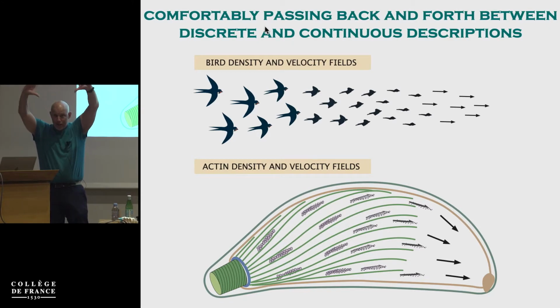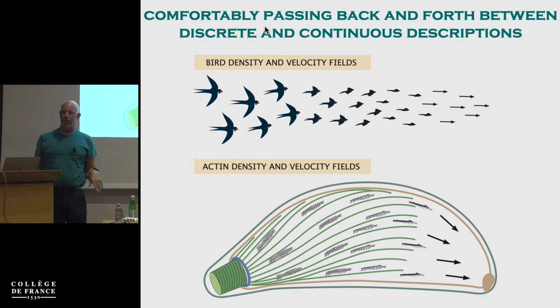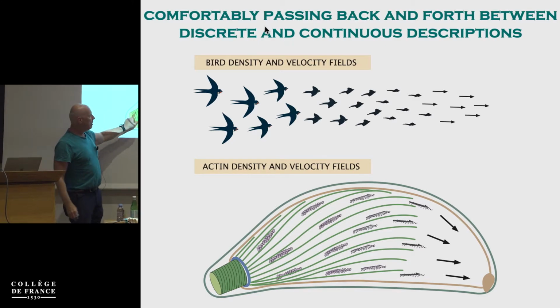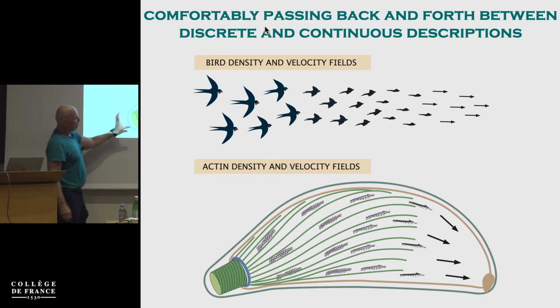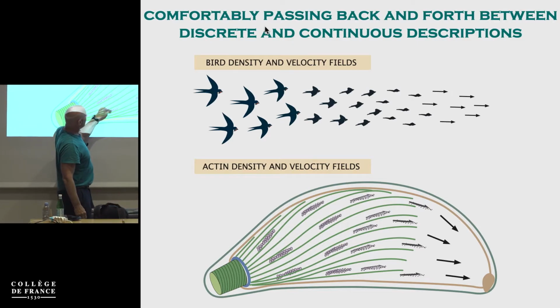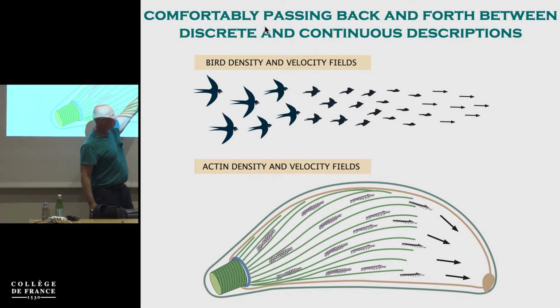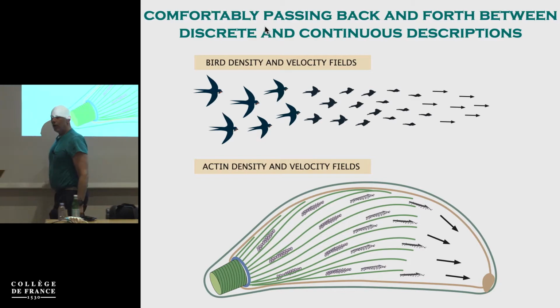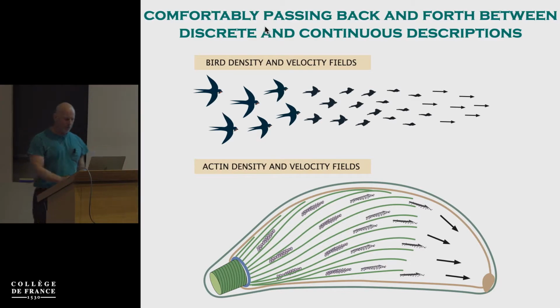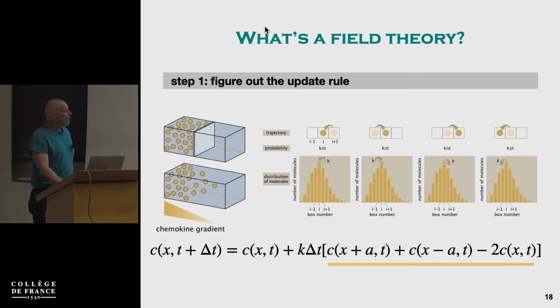And here, this sort of fantasy picture is showing you what's going on in my own mind as I go from the discrete agents, the discrete entities called birds, to a continuous field called the bird density and the bird velocity. Here, I'm going to be talking about toxoplasma, and I'm going to replace the individual discrete 100 nanometer actin filaments with density and velocity fields living in the two-dimensional surface of this cell. So just a few words about what I mean by a field theory.